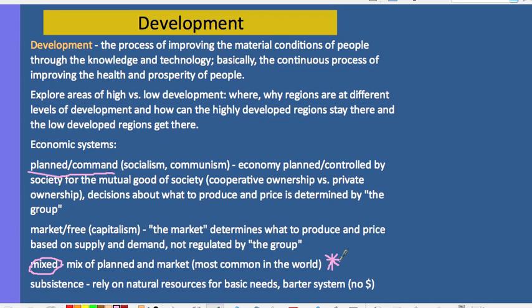A subsistence economic system would be those communities that rely on natural resources just for their basic needs, a barter system. They're trading goods for other goods. Really, there's no currency. So this is like what you would have in hunter-gatherer societies, or subsistence farming, pastoral nomadism, shifting cultivation, intensive subsistence, and whatnot. All right, we'll move on.